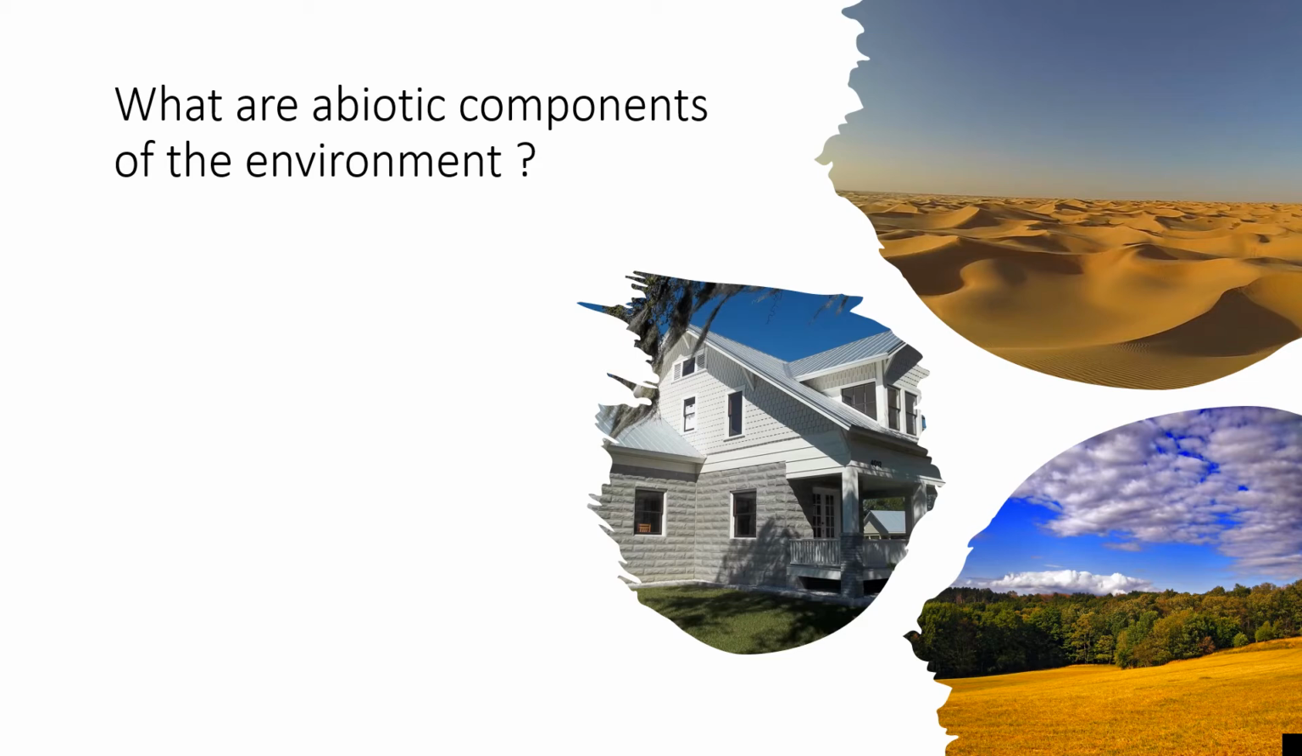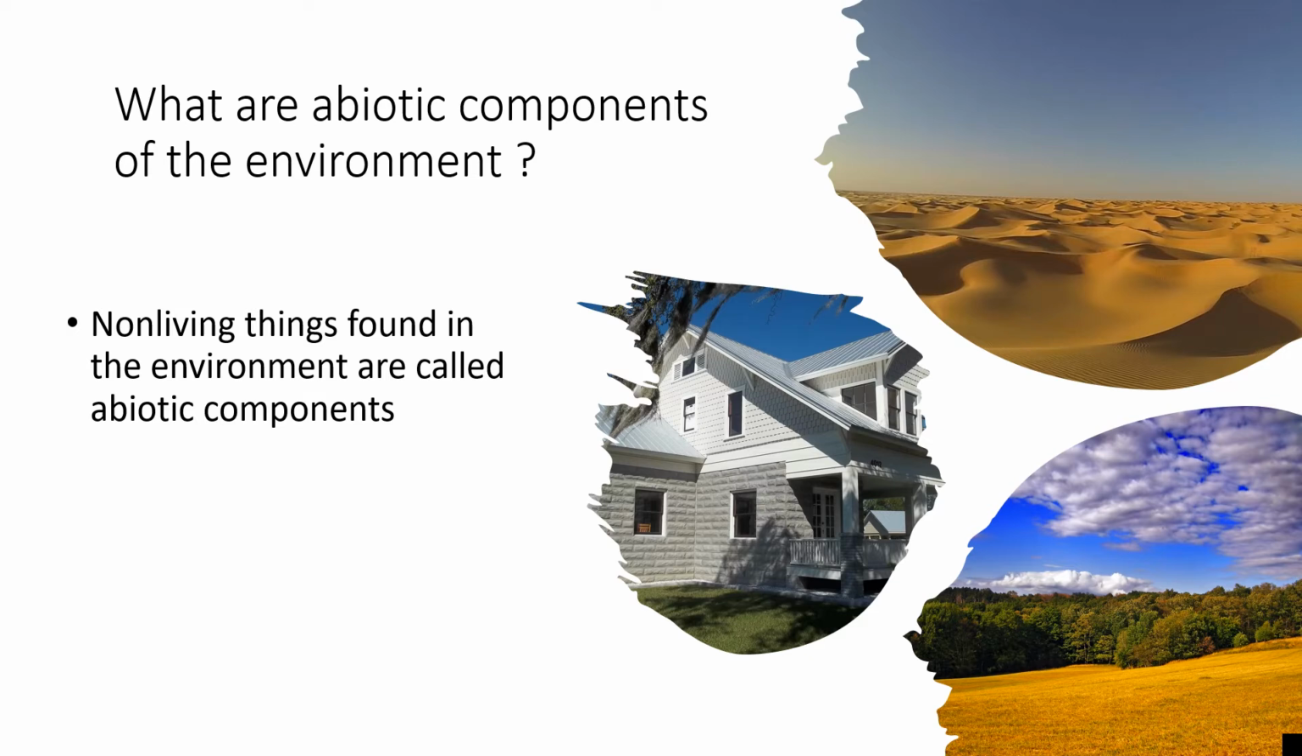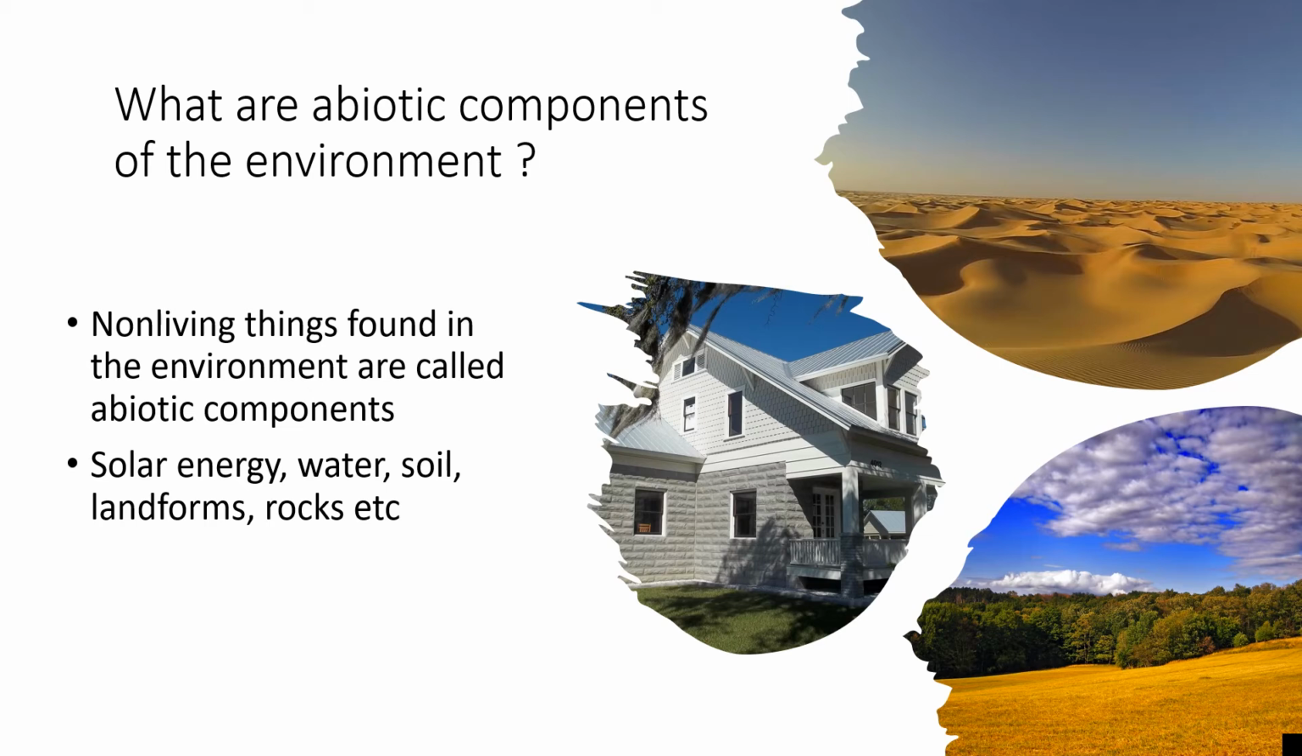So what are abiotic components of the environment? They are the lifeless things. Non-living things found in the environment are called abiotic components. For example, solar energy, water, soil, landforms, rocks, etc.